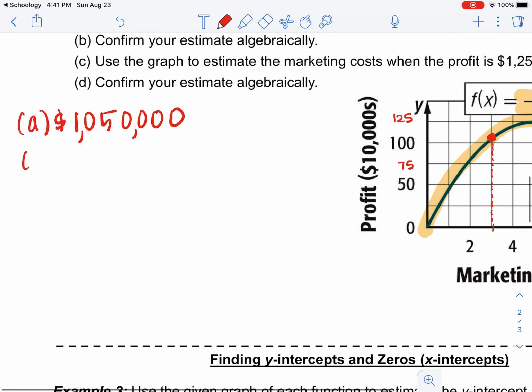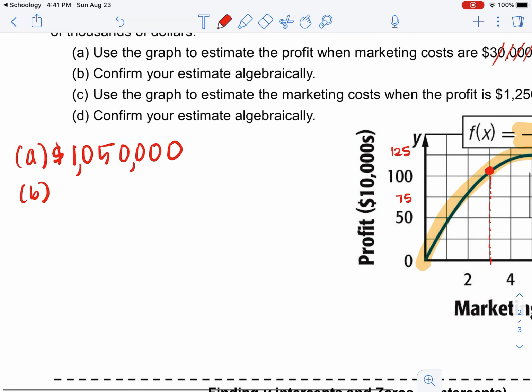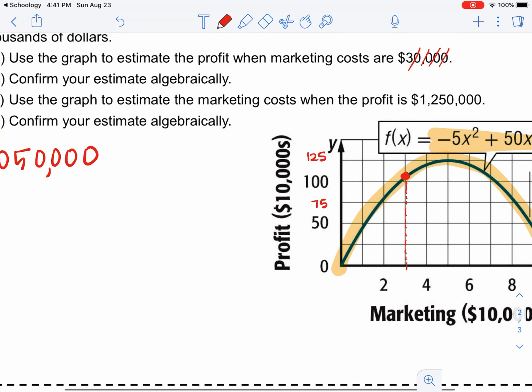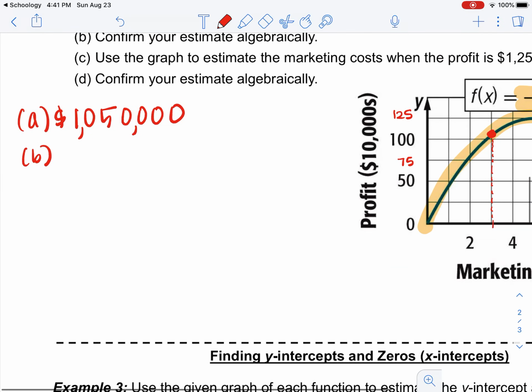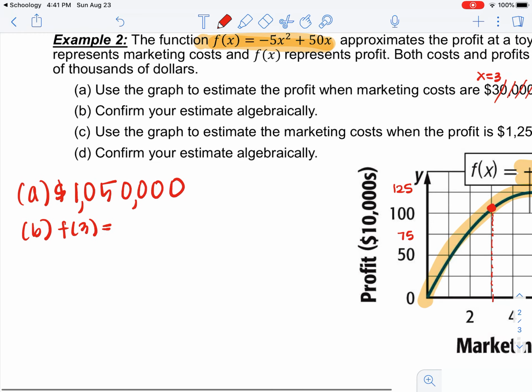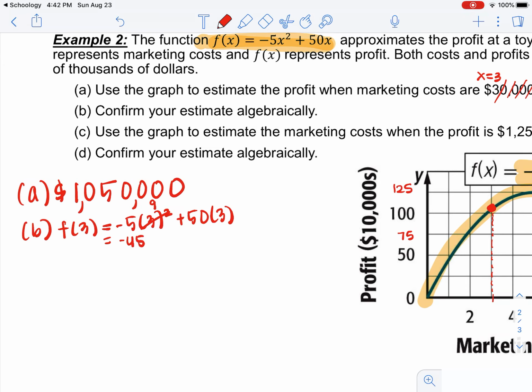All right, B. Confirm your estimate algebraically. Okay, so it's asking when X is 3, right? Because this is an input. When X is 3, what is Y? So we're going to plug it into the equation. So we're going to find F of 3. So that is -5 times 3 squared plus 50 times 3. All right, remember order of operations, this is 9. So -45 plus 150, which is exactly 105, which is what I guessed.